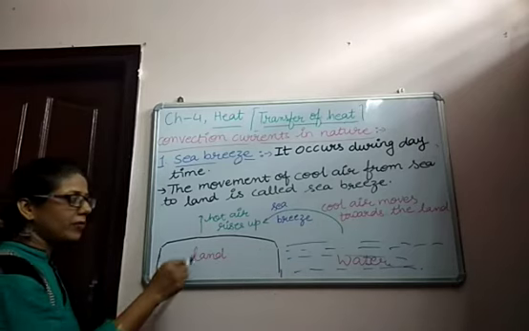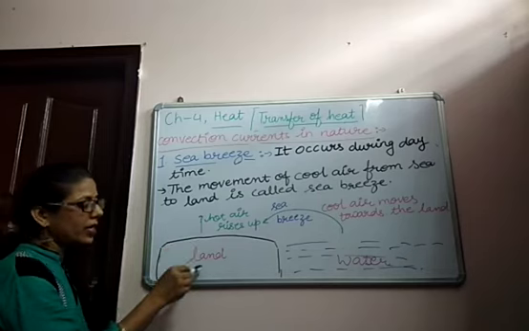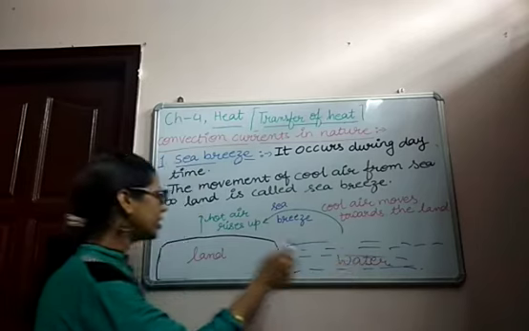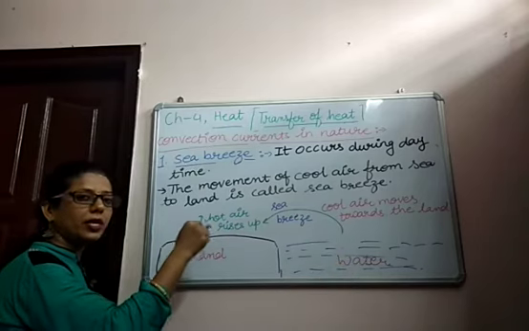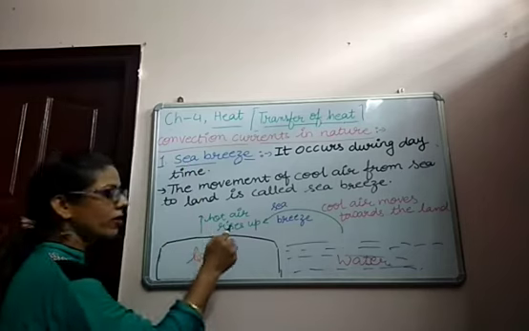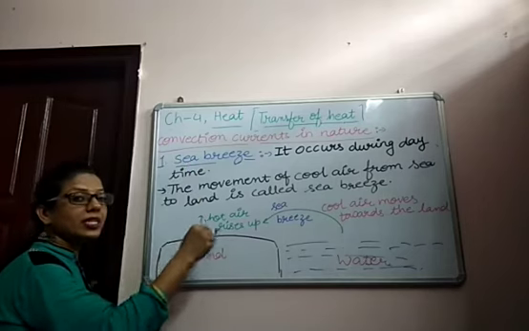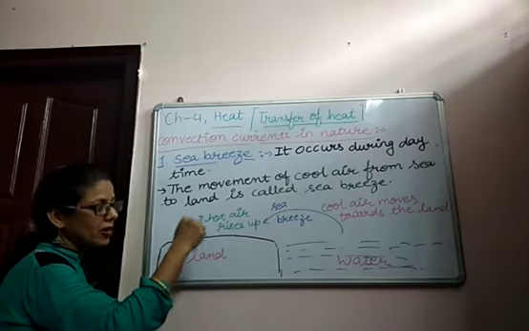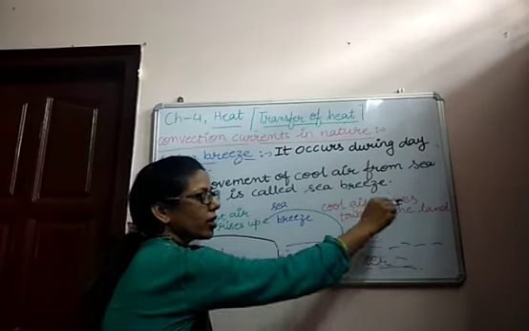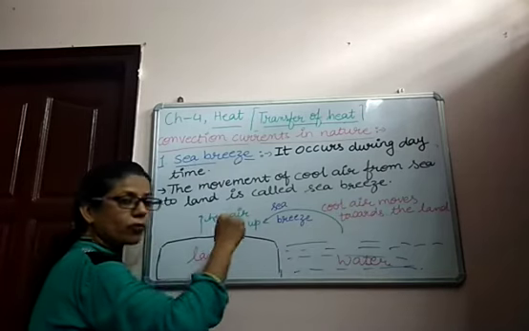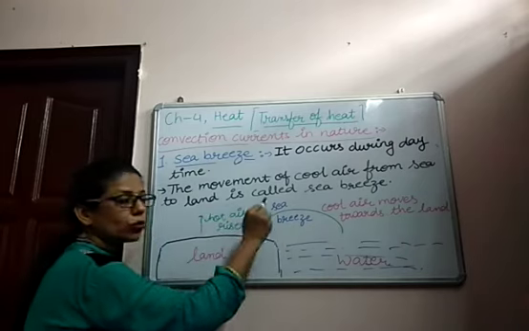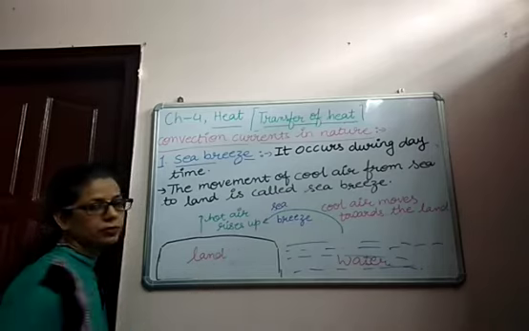During the daytime, the land becomes hot faster as compared to water. That's why the air which is present above the land also becomes hot, and hot things are always lighter in weight. That's why the hot air above the land rises up, and the space left by the hot air is occupied by the cool air. That's why the cool air moves towards the land from the sea. This movement of cool air from sea to land is known as sea breeze.